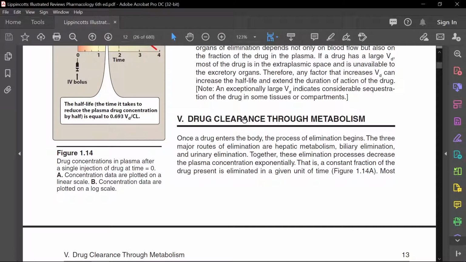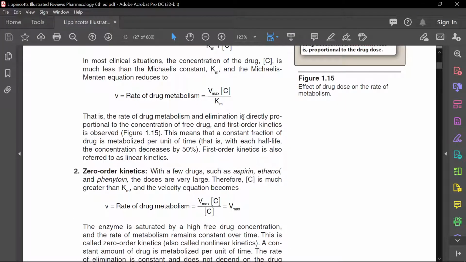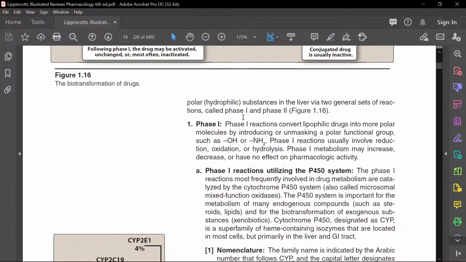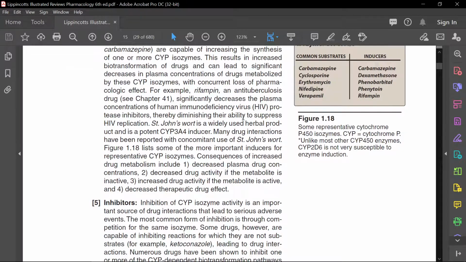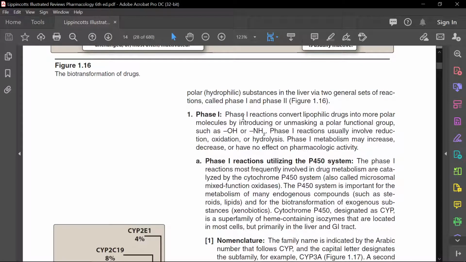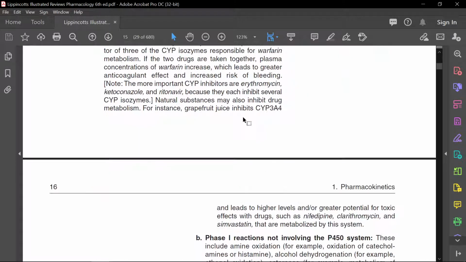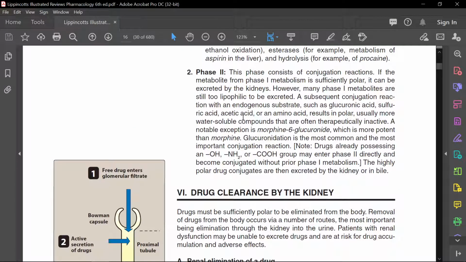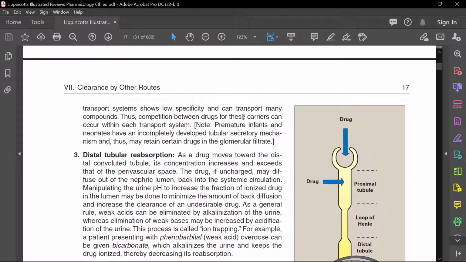The next question is drug clearance through metabolism, the kinetics of metabolism, zero-order kinetics, and the reactions of drug metabolism, phase 1 and phase 2. So the next question is the phase 1 reactions, including specificity, genetic variability, inducers, and inhibitors, and also phase 2 reactions. Next question is drug clearance by the kidney, the glomerular filtration and proximal tubular secretion, and reabsorption in the distal tubule.